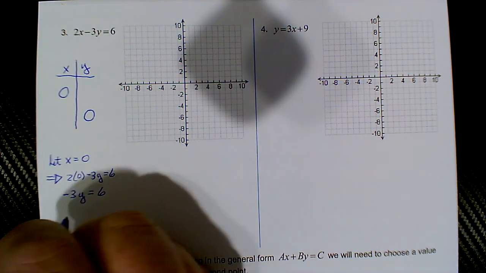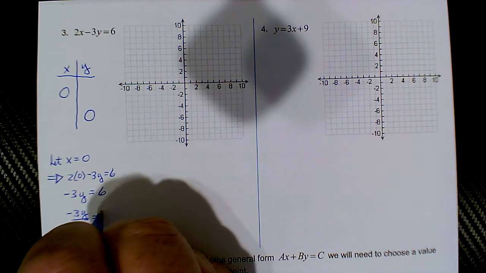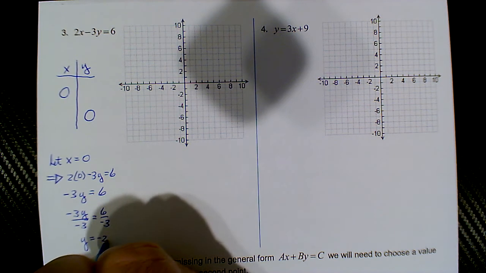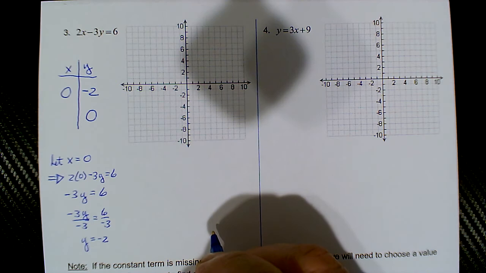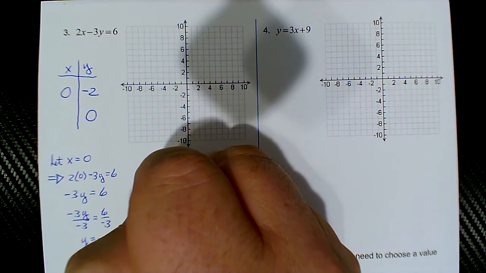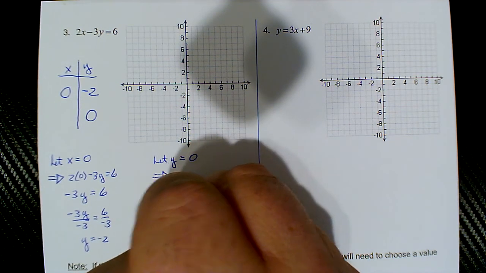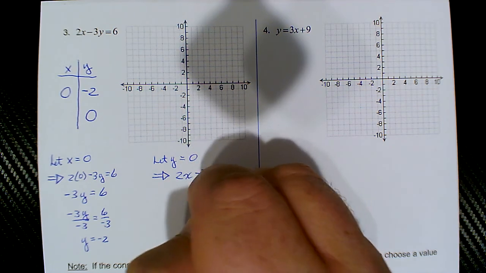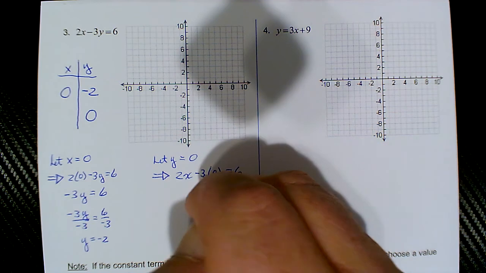And then we could see to solve for y, we need to divide by negative 3. So y is negative 2, so we'll fill that in. 0, negative 2 is the y-intercept, and for the x-intercept, we'll let y equal 0, and then we get, once again, is there really a need to show, I recopied 2x, is there really a need to show minus 3 times 0 equals 6, right? So obviously that term goes away.